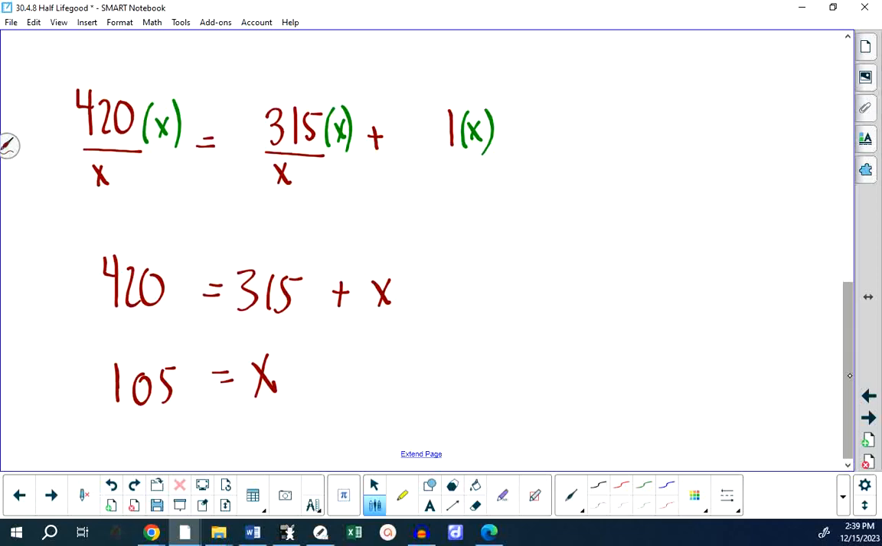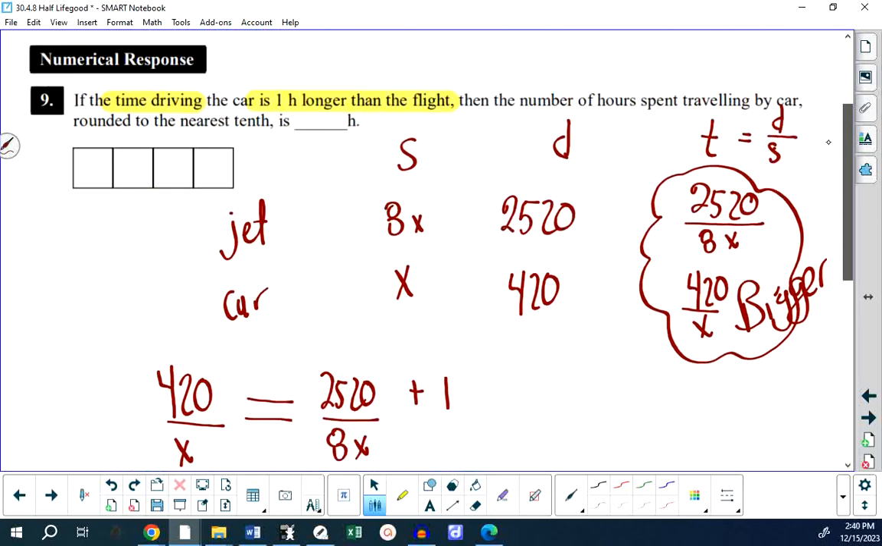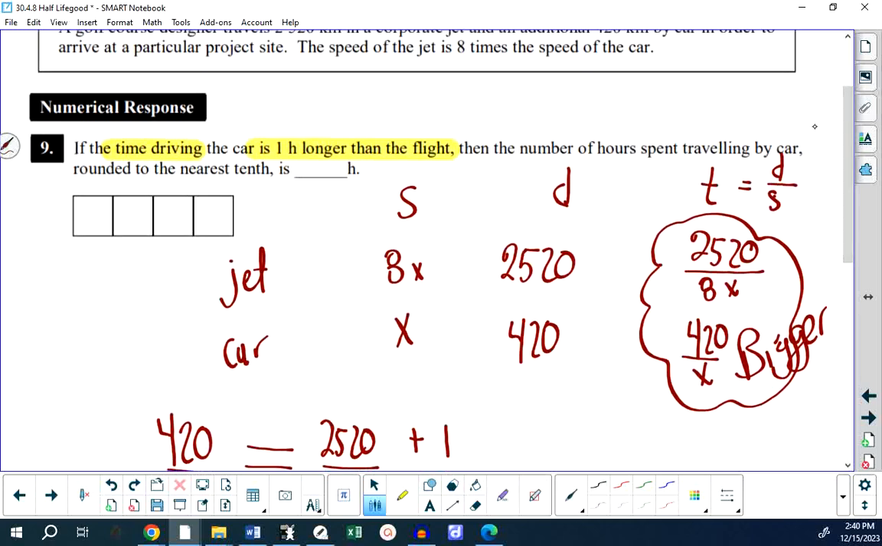So what does that mean? To answer the question, we have to go back up here and say that this is 100, and did I just say 115? 105. See? Long day. This is 105. And that would make this, in case we need to know it, 840 kilometers per hour.